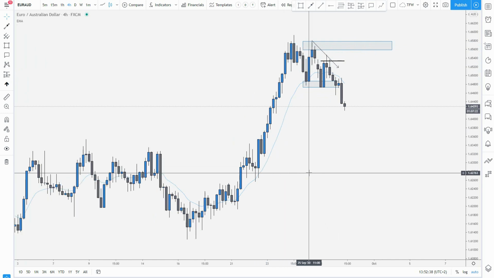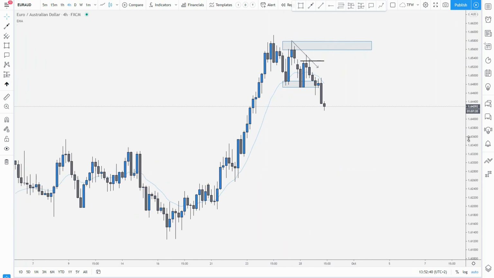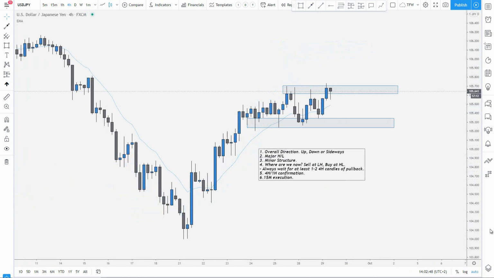All right, so next step is to create a little bit of a trading plan. So let's just quickly create a little one and then I'm going to show you some examples. All right, so here we are with our sweet little trading plan. Again, guys, we start with the overall direction. When you just open a chart, where is the market going? Is it up, down, or sideways? Then we try to spot our major highs and lows. Where is the major structure that the market is reacting to?